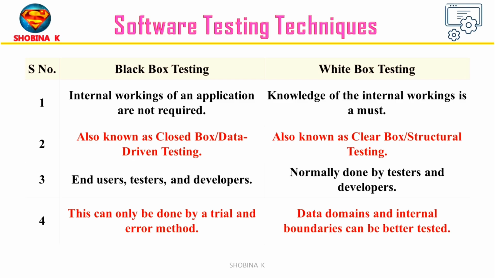To do white box testing, the knowledge of internal working is a must, and it is normally done by testers and developers. It is also known as clear box or structural testing. With this type of testing, data domains and internal boundaries can be better tested. So white box testing plays a crucial role in verifying the internal quality and correctness of the software system, whereas black box testing ensures comprehensive test coverage and overall software reliability.